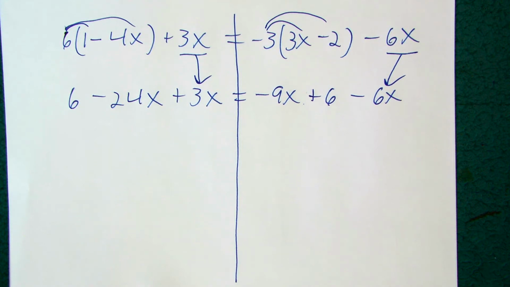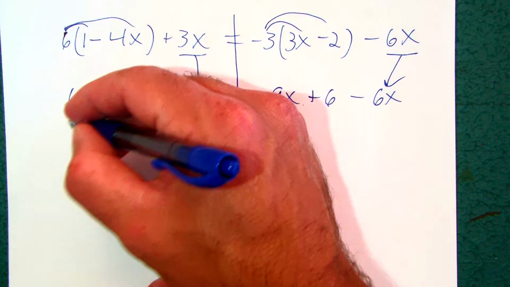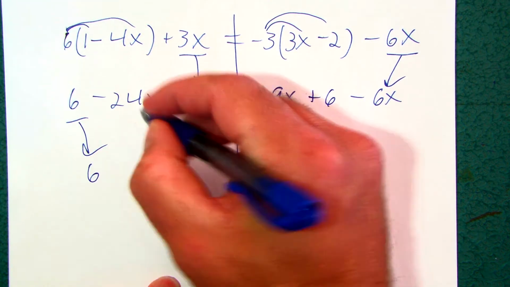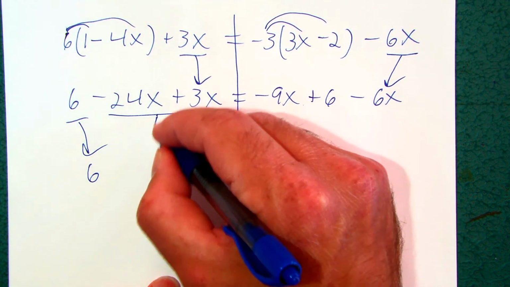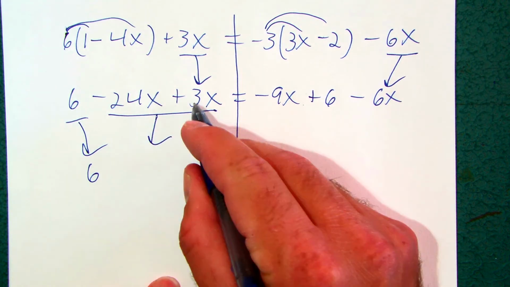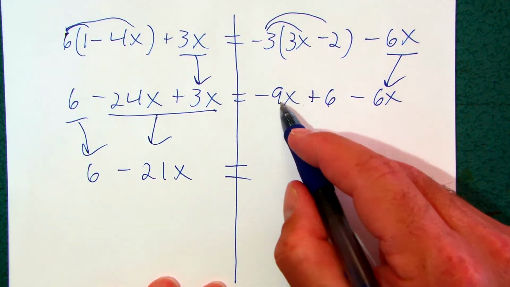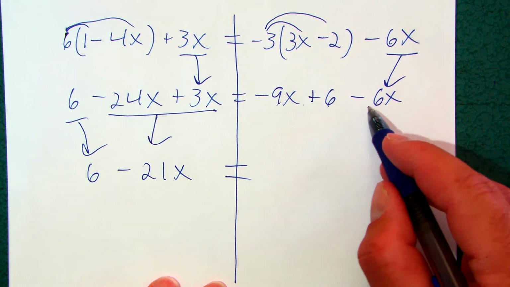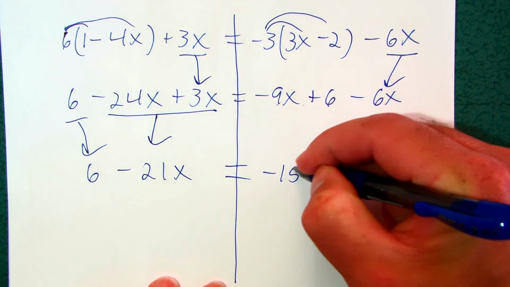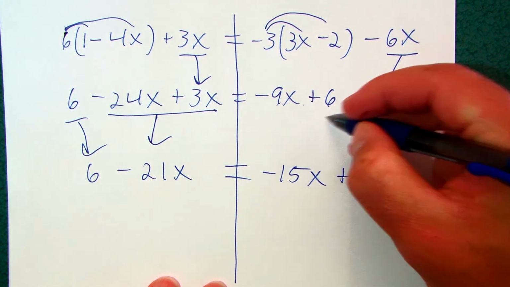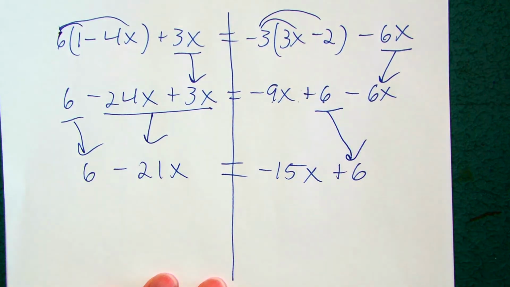All right, so both sides we have like terms. On both sides it's the x's. It doesn't really matter what order you have these. Negative 24, be careful of that. Negative 24 plus 3 is negative 21x equals negative 9x minus 6x. So that's going to be negative 15x plus 6. Again, that's 6 just dropping down there.